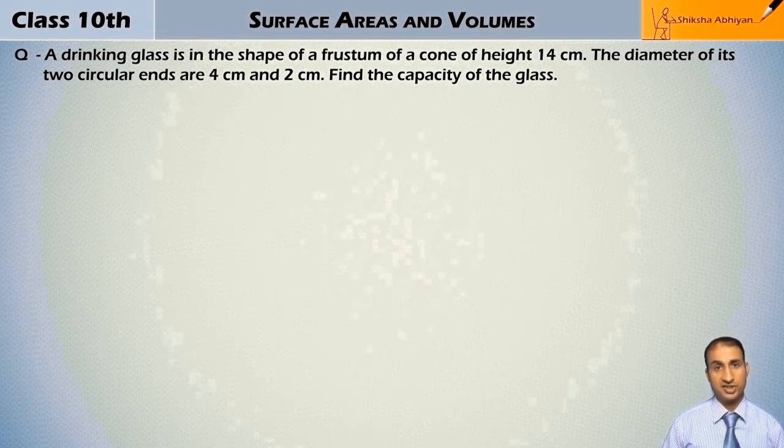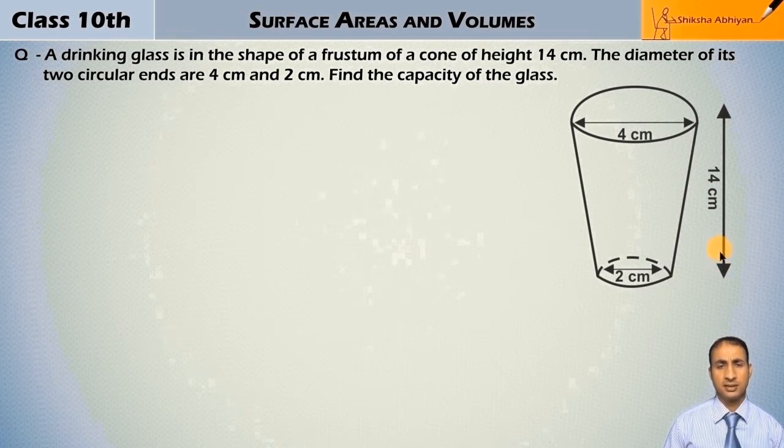स्टूडेंट, एक ग्लास है जो फ्रस्टम शेप का है, उसकी हाइट कितनी है, 14 सेंटीमीटर और उसके बोथ एंड्स के डायमीटर यानी बिगर एंड का डायमीटर 4 सेंटीमीटर और स्मॉलर का 2 सेंटीमीटर है और उसकी कैपेसिटी यानी वॉल्यूम निकालना है। सी, दिस इज द फ्रस्टम ऑफ ग्लास, दिस इज ग्लास ऑफ हाइट 14 सेंटीमीटर.